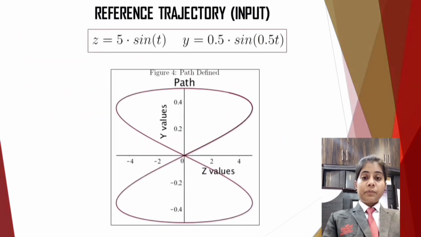Reference trajectory. The quadrotor will start moving from point 0, 0, and after moving it will again come back to the point 0, 0. Here the value of z equals 5 sine t, whereas the value of y equals 0.5 sine 0.5 t.